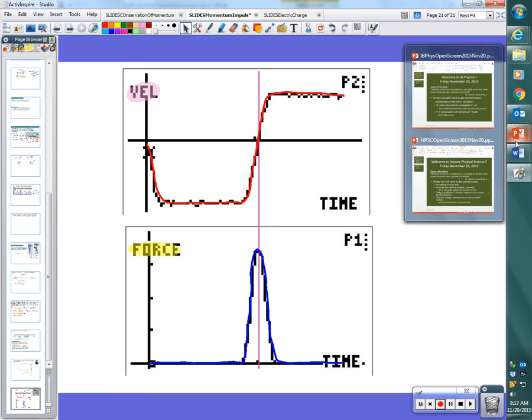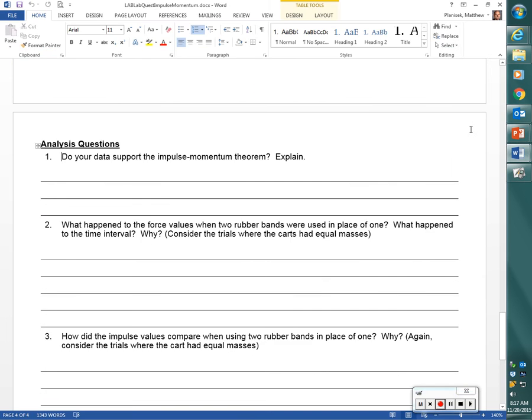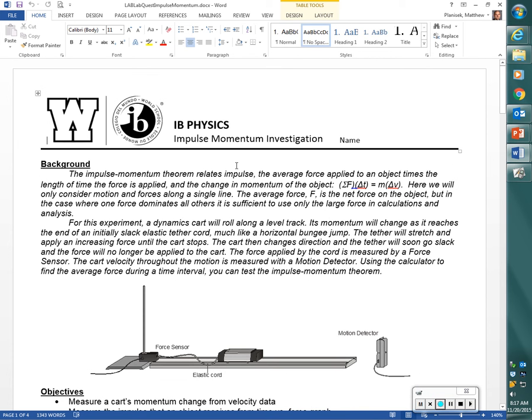Can you remind us what we did again? I forgot what we had. We had a cart. You had the force sensor over on the one side. And we shot the cart down the ramp, and we pushed it, and it bounced back to us. Okay, right? Yeah.